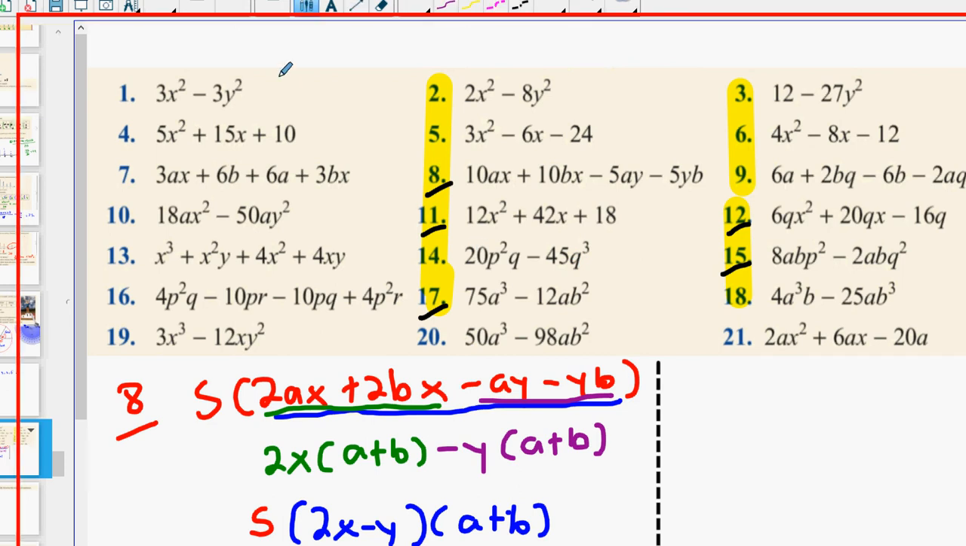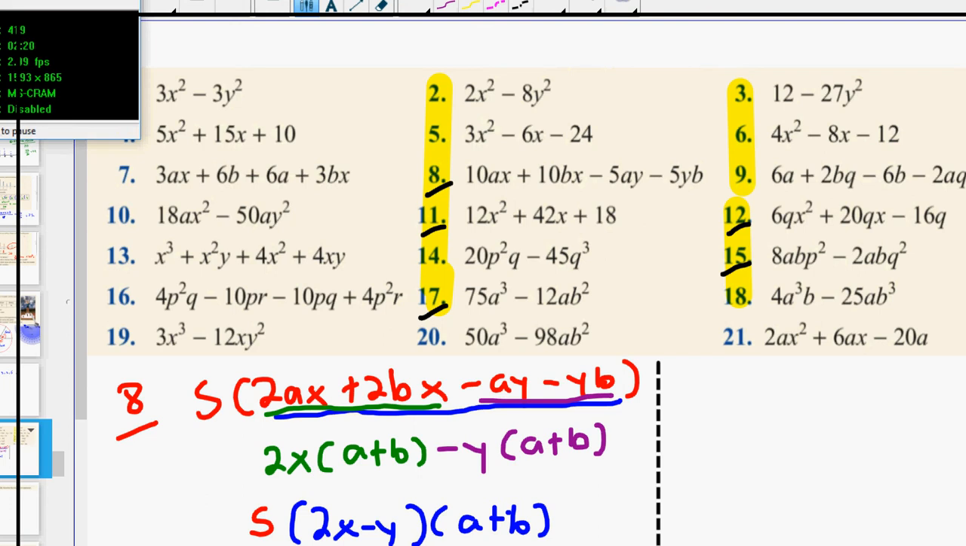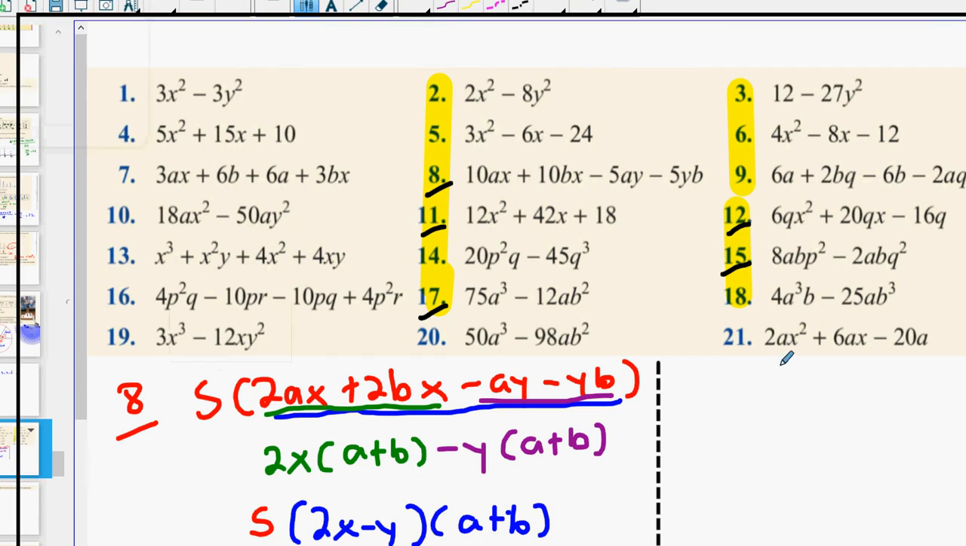All right, next thing I'm asked to move on to is 11. Now I'm looking at question 11. I see they're all divisible by 2. They might be divisible by 6 as well. So let's try 6. Okay guys, so what we're looking at here is this. I'm going to take out 6, and what's left over? 2x squared plus 7x plus 3.